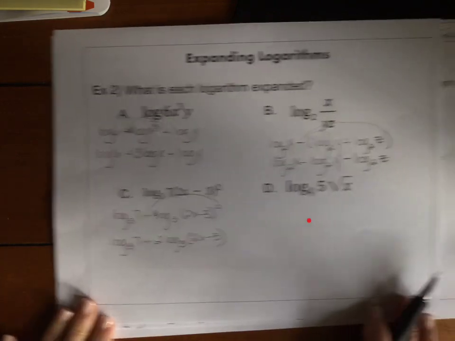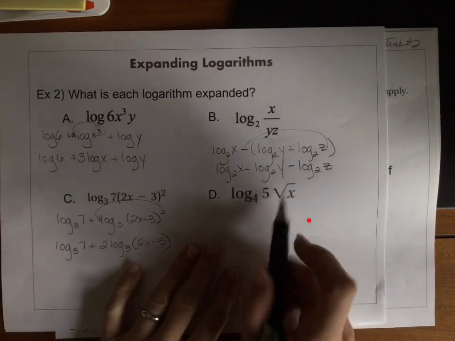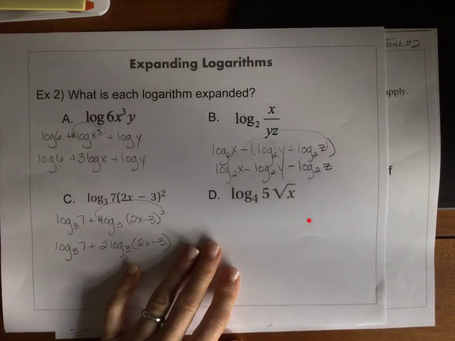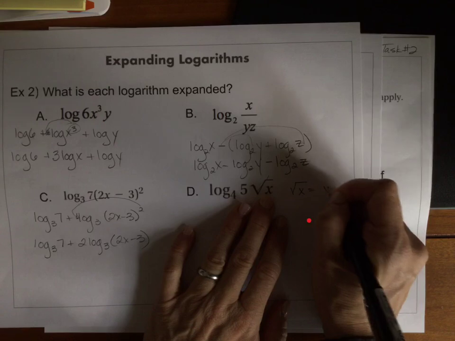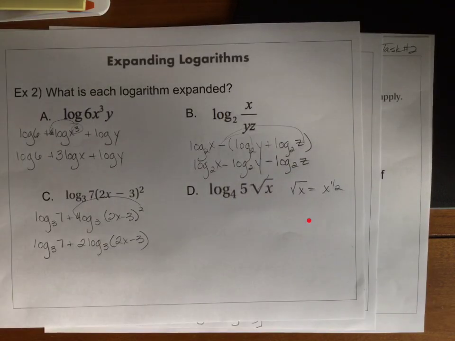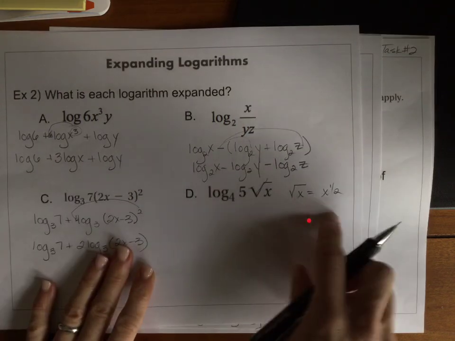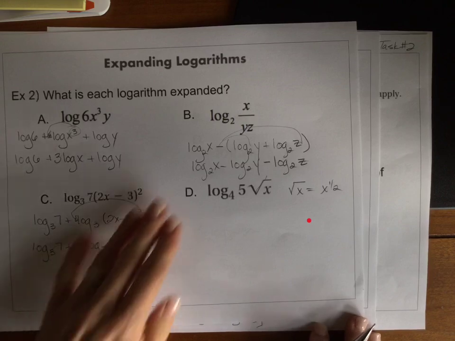All right, and one last one. On this one, we need to remember that the square root of x is the same as x to the 1/2. So the square root is actually a fractional exponent. That was a long time ago when we learned that. So just remember that that is true.